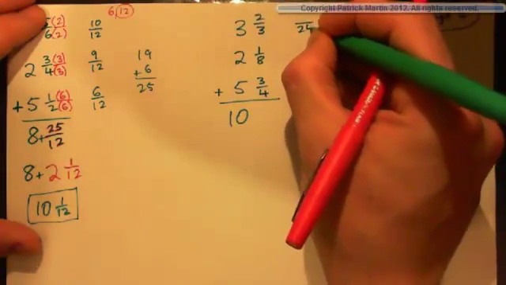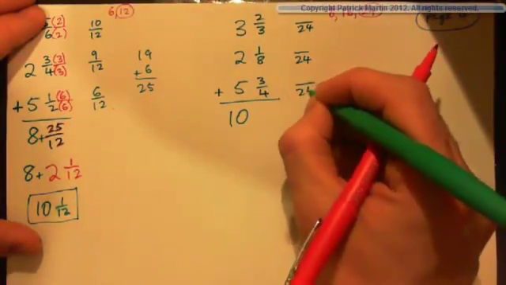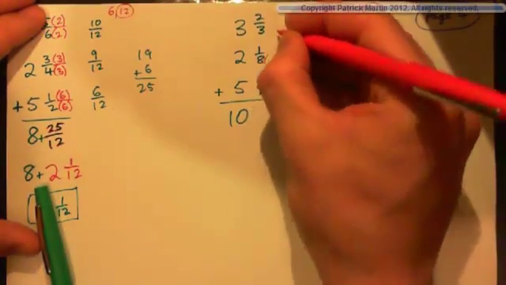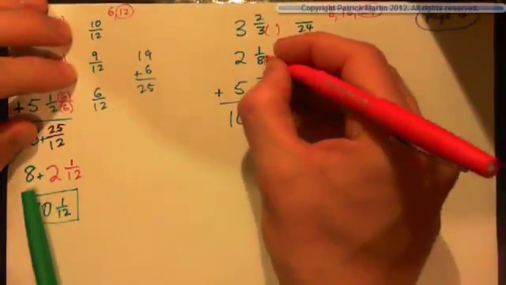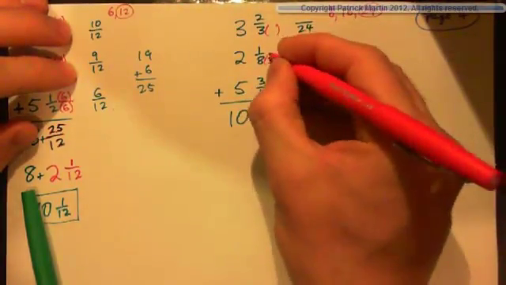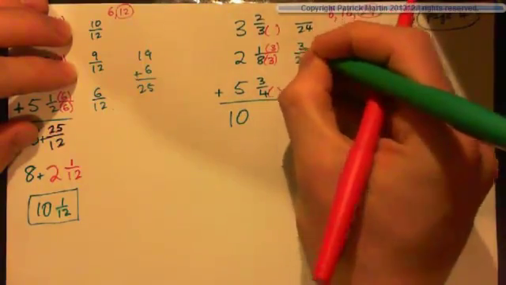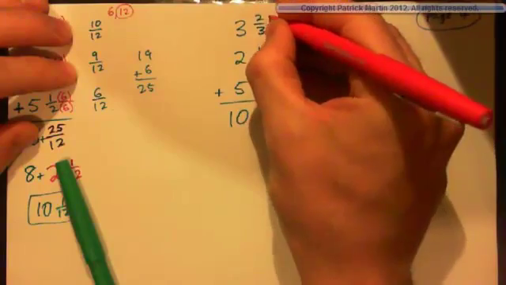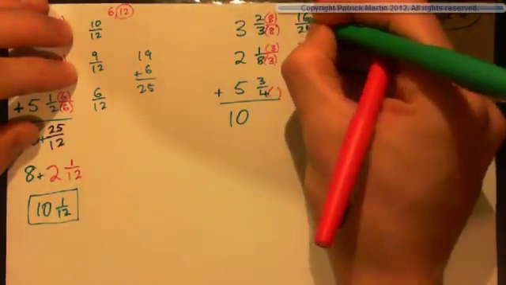So we need 24ths, right? So I've got to multiply all the bottoms by something to come up with 24. So, well, 8 times 3, of course, is 24. We know that. And so 1 times 3, so this becomes 3 24ths. And 3 times what gives 24? 3 times 8, right? So times this guy by 8 over 8, so that's 16 24ths.